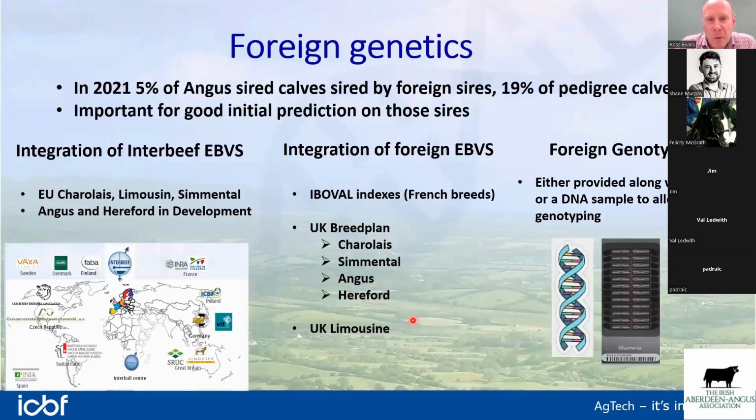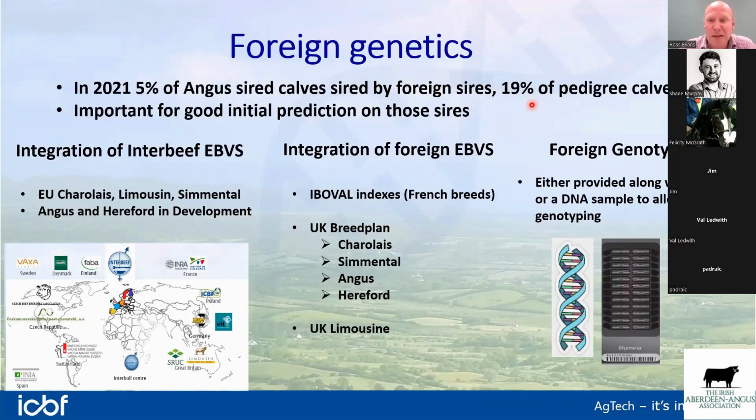So another key component to the use of genotypes is in the context of foreign genetics. Okay, and I'm sure every country is the same. A lot of countries are represented here tonight, but if you look at the Irish Angus population in 2021, 5% of the total Angus population of about 250,000 calves born were sired by foreign sires. But if you just look at the pedigree Angus population, it was almost 1 in 5 that were sired by a foreign sire.